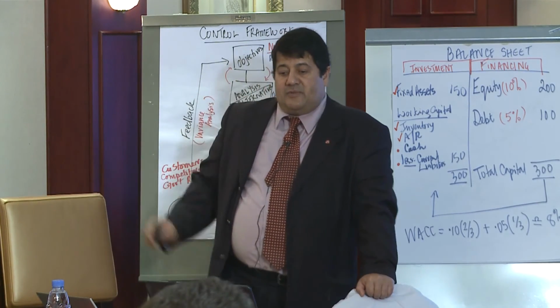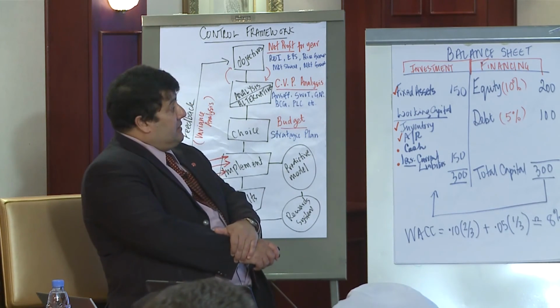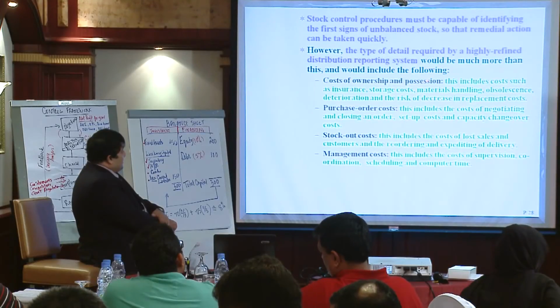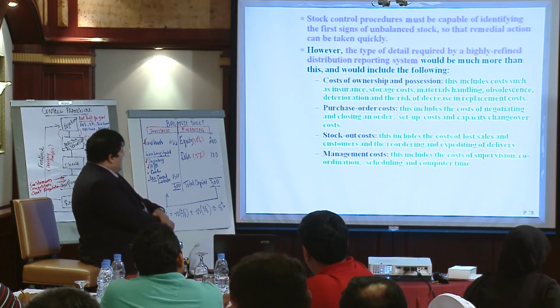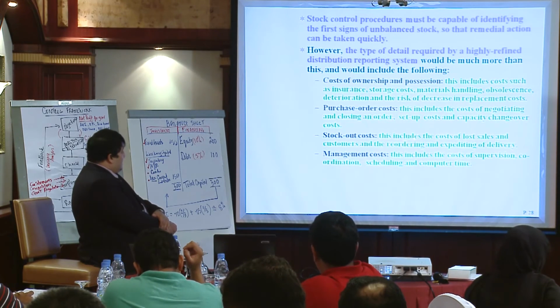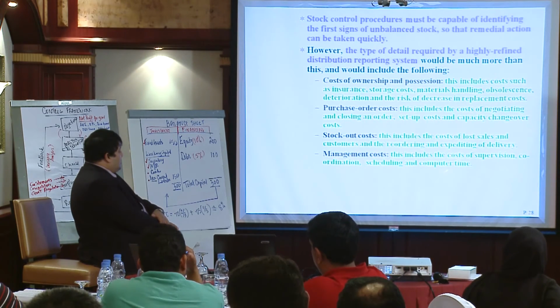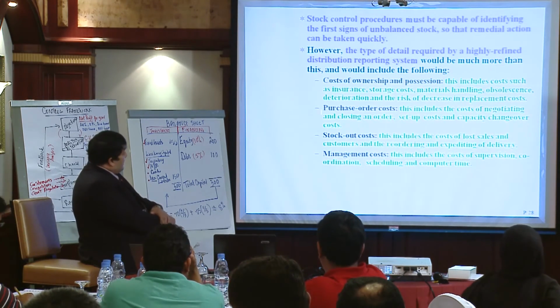Okay, so in inventory control, I'll leave you all to read this a little bit. The subcategories would be cost of ownership and possession, things like storage cost, material handling, obsolescence, and so on. Purchase order costs, including setup costs, stock out costs, cost of lost sales, and management costs, including supervision, coordination, etc. All that comes under inventory.